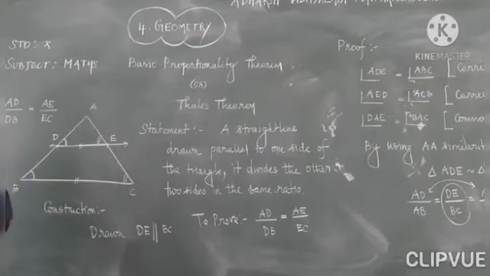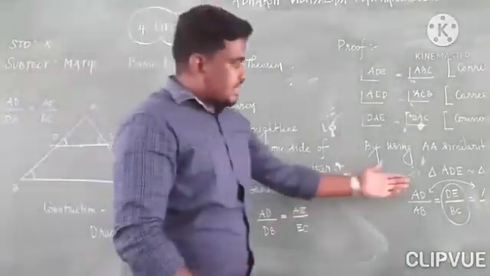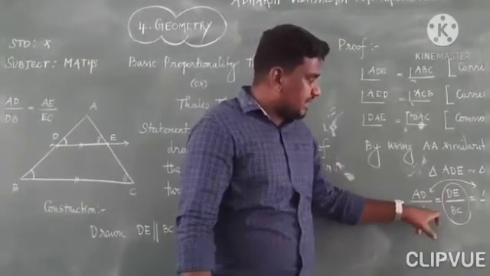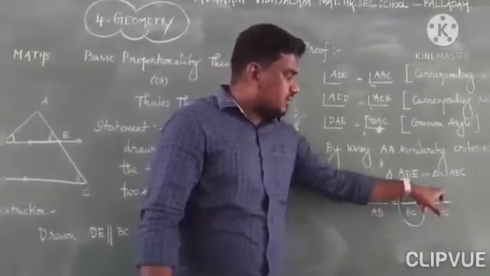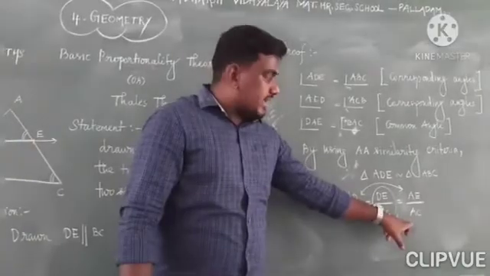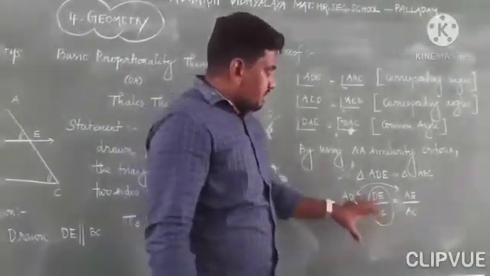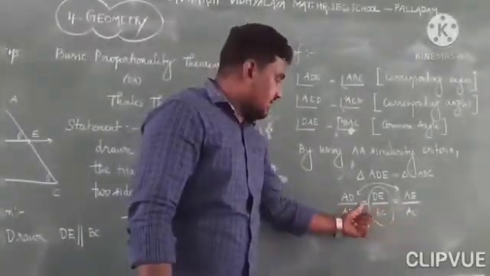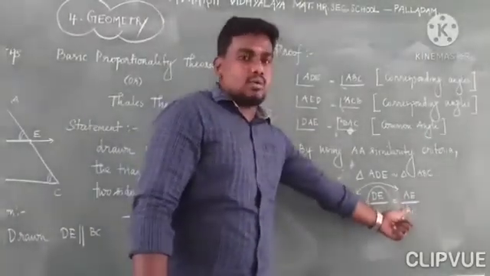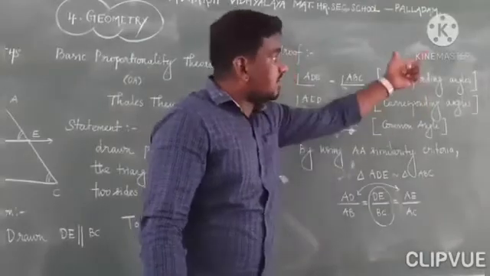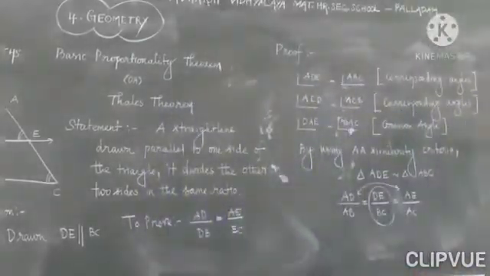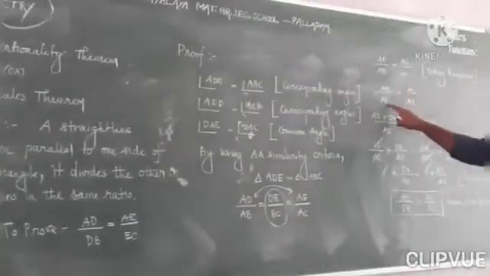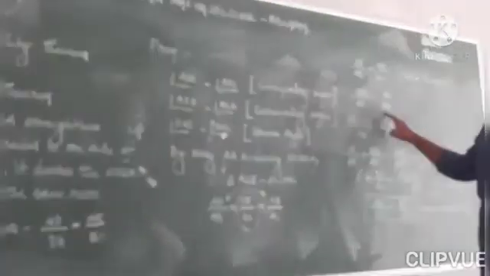So if two triangles are similar, their corresponding sides are proportional. So by the proportional concept, AD by AB equal to DE by BC equal to AE by AC. Actually, we are going to show this one, so I ignored the middle one. I took the first one and the third one. So here, taking reciprocal, it becomes AB by AD equal to AC by AE.